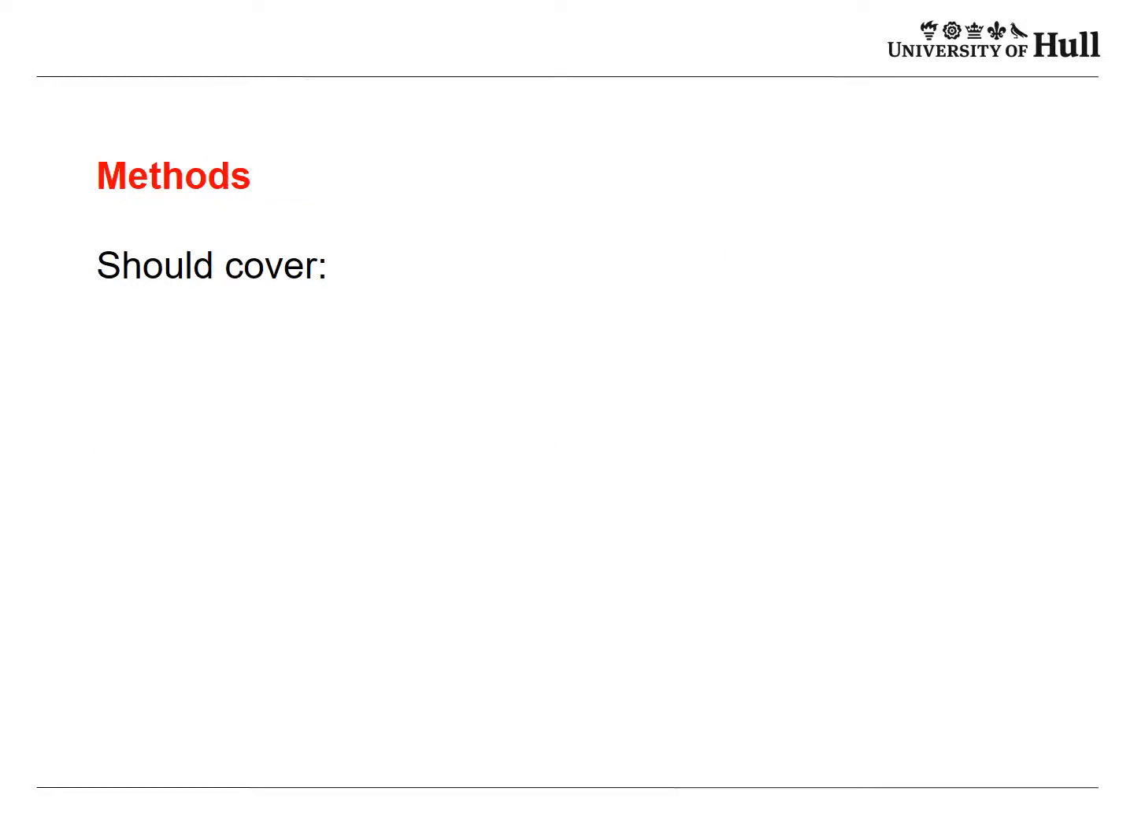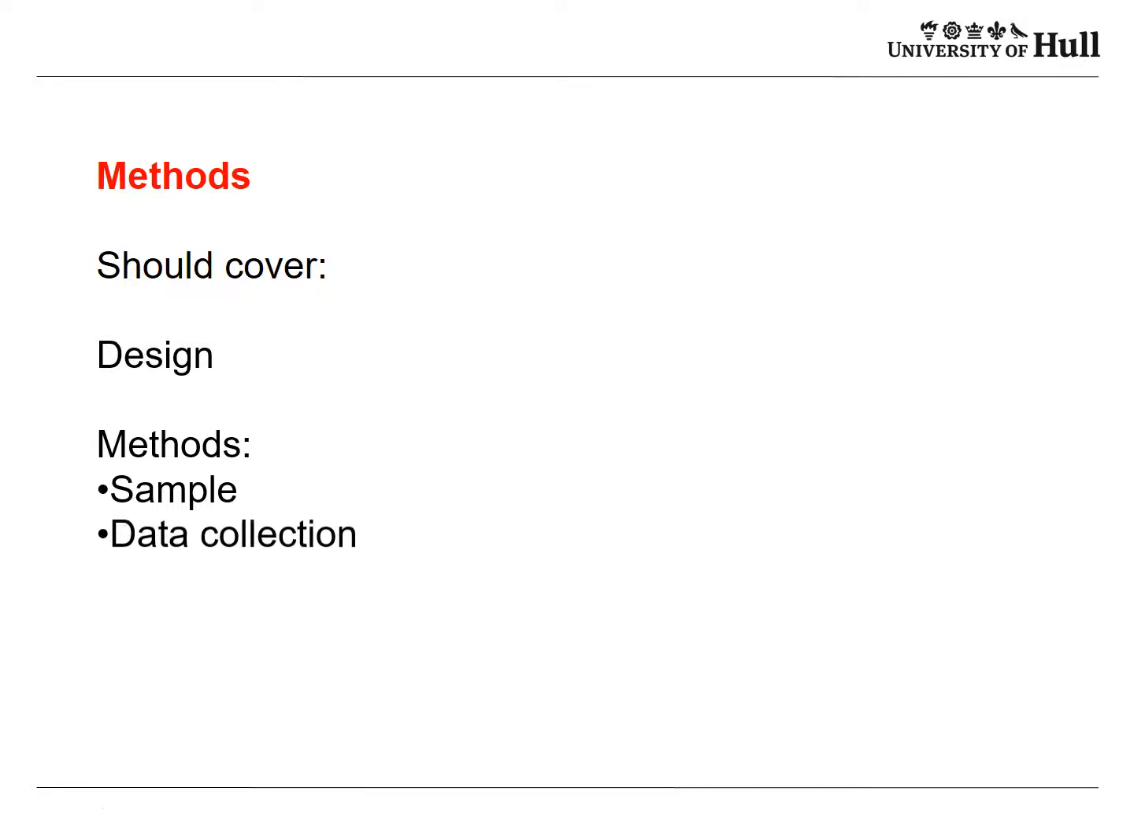A good methods section should cover the following. It should have a clear statement of the design. This may well be repeated from the abstract. The methods should include the sample, the data collection, and the analysis. And these days it's conventional to include a statement about ethics. For the design in a quantitative article, this can really only be a randomized controlled trial and the variations thereof, or a survey.